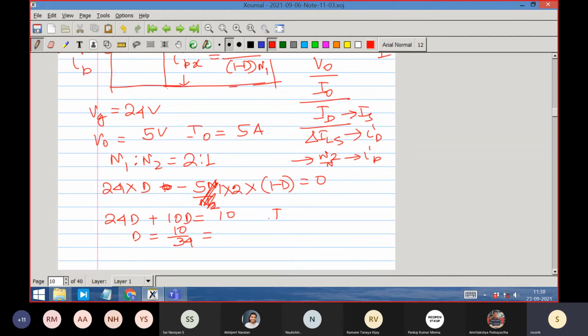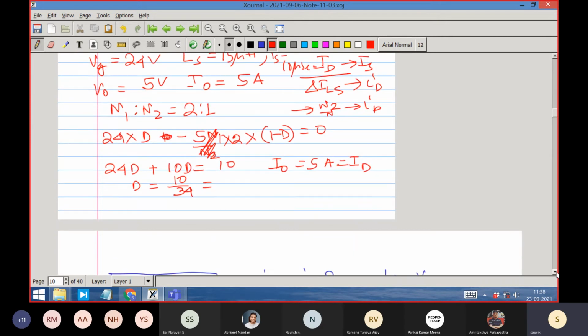So what is I0? I0 is equal to 5 ampere, which is equal to ID. Let us say we have given LS secondary side is 15 microhenry and TS is equal to 10 microsecond. Let us say it is given. So what is the slope in the secondary side? What is the level? The level is ID by 1 minus D. That is 1 minus D is equal to 24 by 34. So ID is 5 ampere, 5 into 34 by 24.